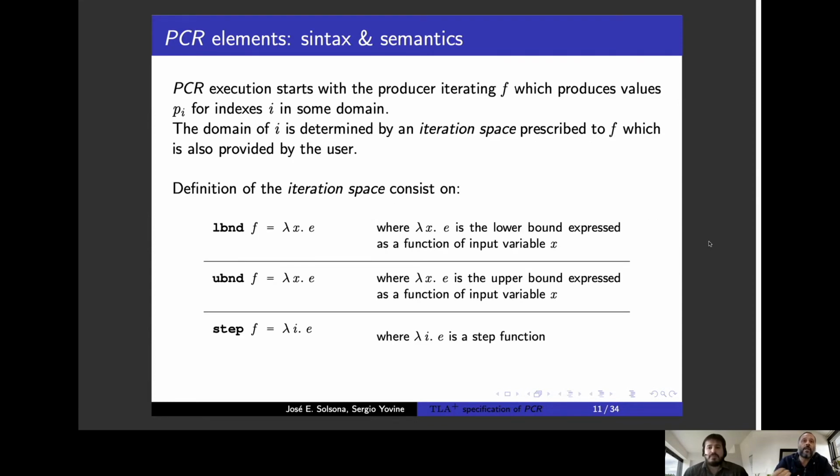So in order to operate, the producer requires defining an iteration space, which is also defined by the user. The iteration space is defined by a lower bound, or an upper bound, and a step function that define all the indexes that need to be traversed during the computation.